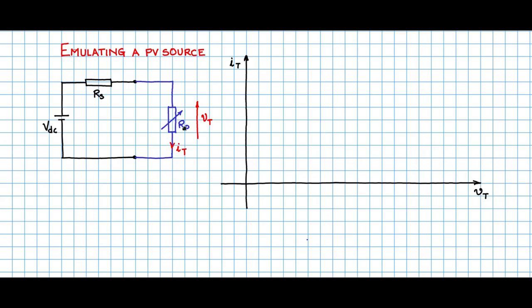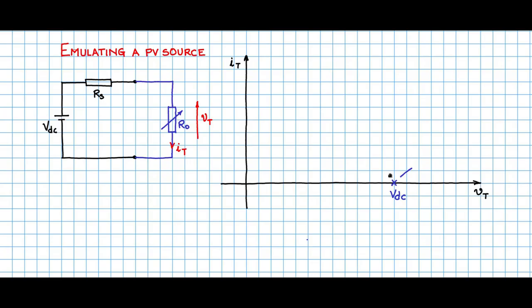Now I will set R0 to a very large value, R0 infinity, meaning open circuit, which means there is no current flowing through the terminal. IT is 0. When IT is 0, I am talking of a point on the x-axis alone. And what is VT? As there is no current flowing, there is no drop across RS, the whole VDC will come across the terminals, and therefore VT will be VDC if you open circuit the output. So I will put an operating point here, and I will call that VDC.